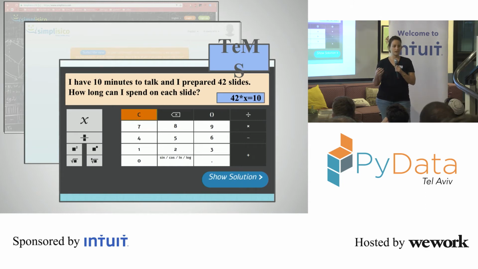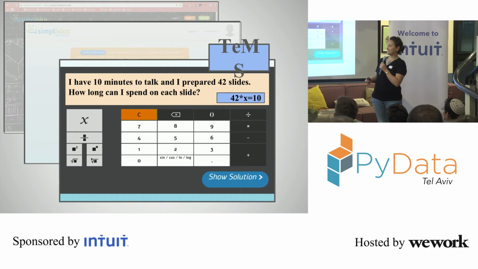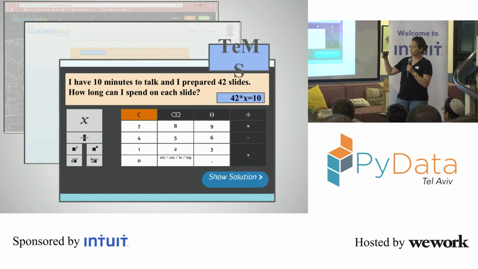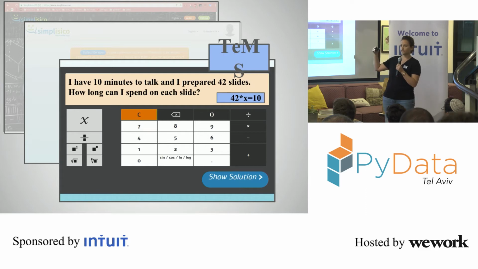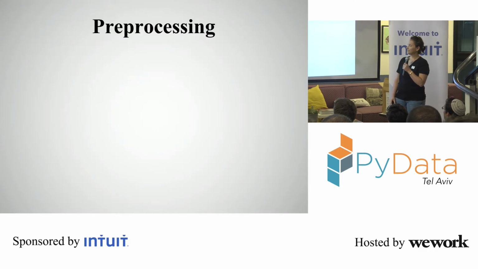And what we're working on now is to allow you to also interact with the website in your natural language. So let's say I have 10 minutes to talk and I prepared 42 slides and I want to know how long I can spend on each slide, then Simplicico will guide me through the process of approaching this kind of question. So what I want to talk to you about today is one aspect of TEMS, which reads the question and then outputs the underlying equation of the question. Obviously, I don't have 42 slides, so we can all relax and move on.